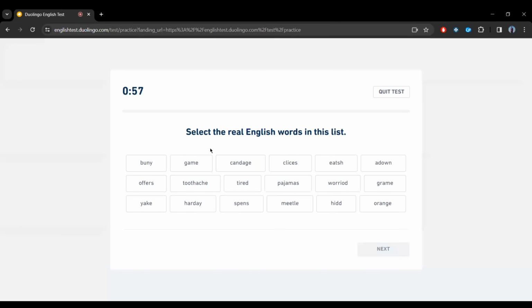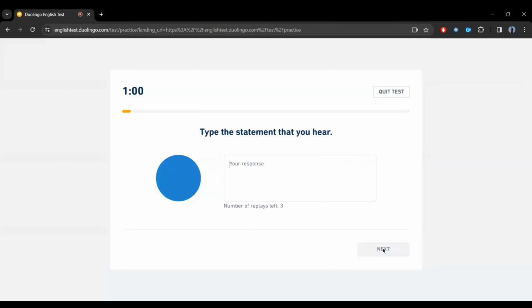Select the real English word. Okay. Offers, toothache, tired, pajamas. I'm not sure about pajamas. Okay. Smuggle, head, orange. Okay. Anyway, very good. Let's move on.